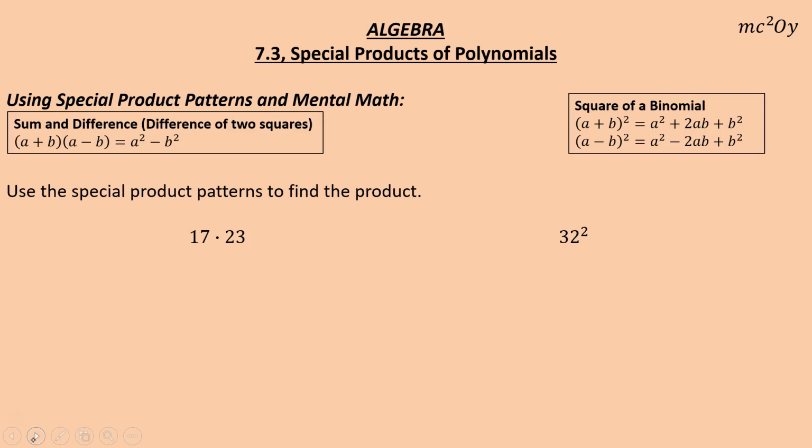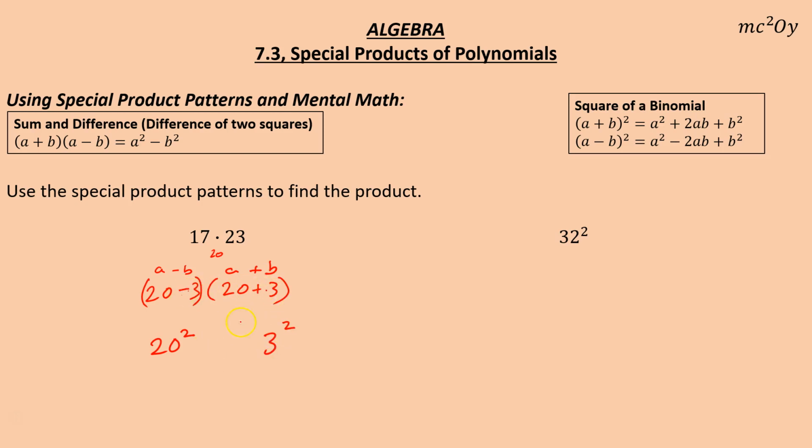So if I know 17 and 23, if I know that 20 is in the middle there, I can write 17 as 20 minus 3. And I can write 23 as 20 plus 3. So notice I use 20 in each of them, and I use 3 in each of them. This is A minus B, and this is A plus B. Position A is 20 squared. Position B is 3 squared.